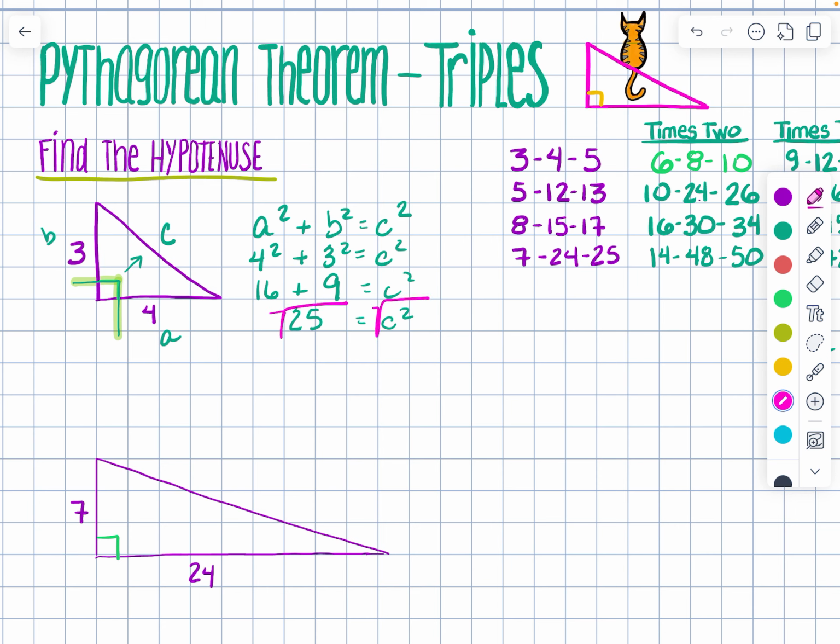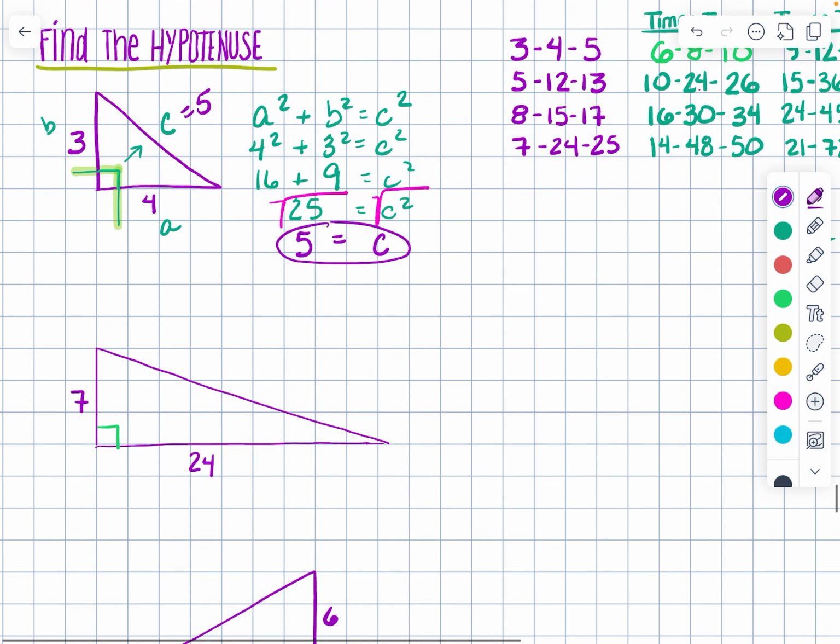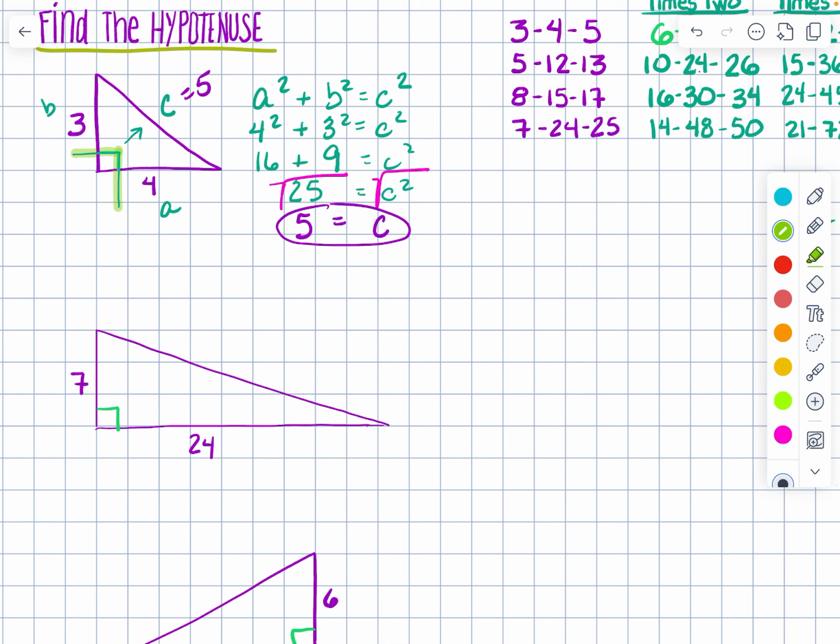And now I need to take the square root of both sides. The square root of 25 is 5, because 5 times 5 is 25. And the square root of c squared is just c, so this is my answer. My c is equal to 5. Okay? All right, let's try this next one here.